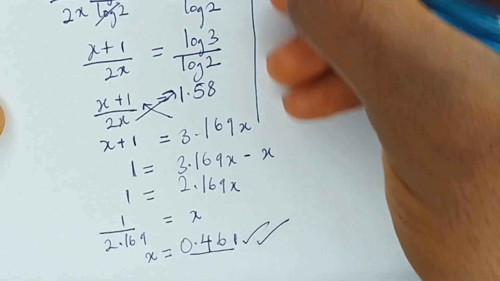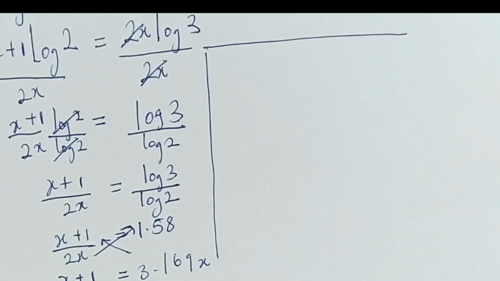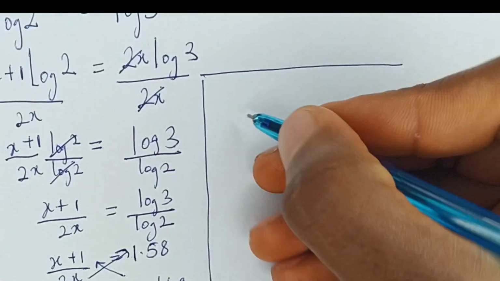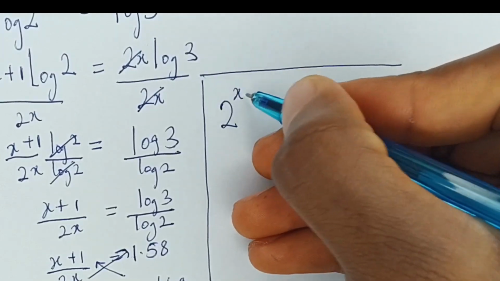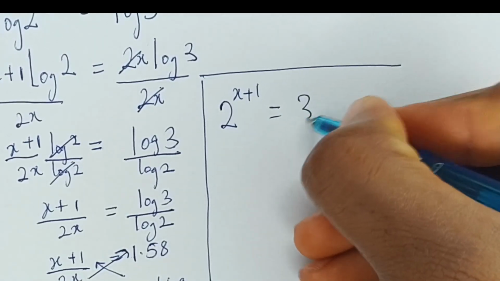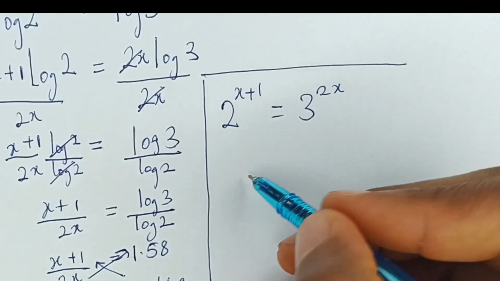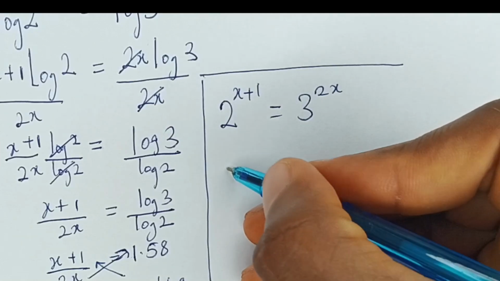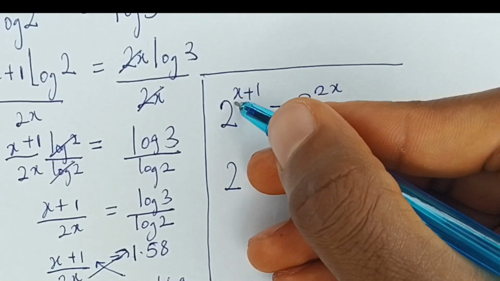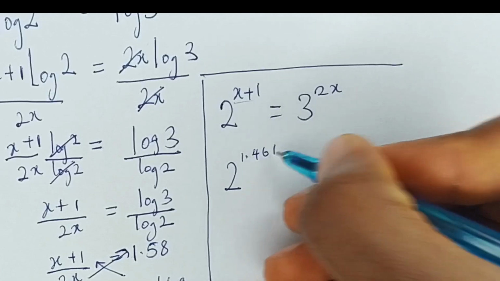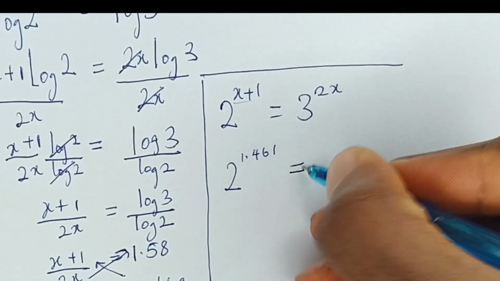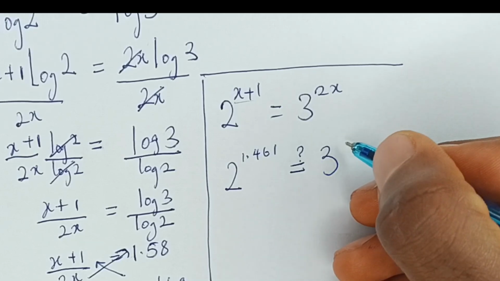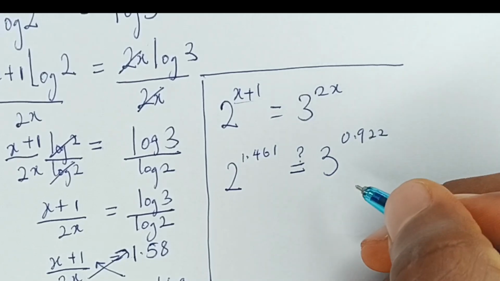Now, to cross-check our answer for accuracy's sake, let's cross-check our answer to know if we are actually accurate. So we had in the question before that 2 raised to the power x plus 1 is equal to 3 raised to the power 2x. Just let's start from here. Now, we said our x is 0.461, so we'll put 0.461 here. So we have 2 raised to the power 0.461 plus 1 is 1.461. Now we are wondering if it's equal to 3 raised to the power 2 times 0.461, which is 0.922.